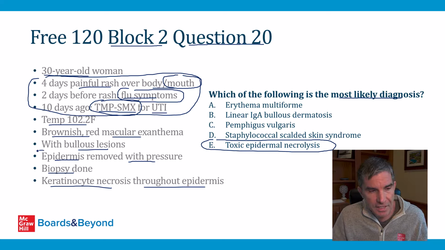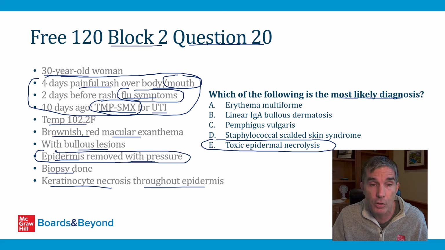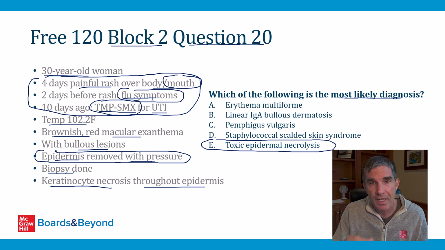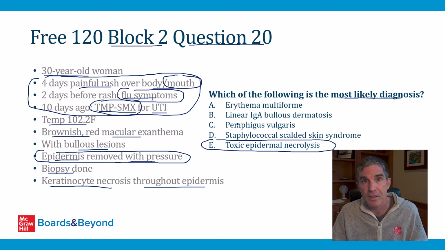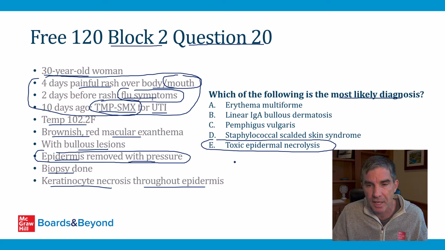Another huge clue is that they tell you the epidermis is removed with gentle pressure. This is a description of Nikolsky sign. This is a skin finding anytime the epidermis separates from the underlying skin layers. And there are only 3 important disorders that cause Nikolsky sign. You need to burn these into your brain for Step 1. Those 3 disorders are pemphigus vulgaris, staph scalded skin syndrome, and toxic epidermal necrolysis. And unfortunately, all 3 of them are answer choices, so that doesn't give you the right answer. But once you recognize this is Nikolsky sign, then you know that one of these 3 choices here is going to be the right answer.